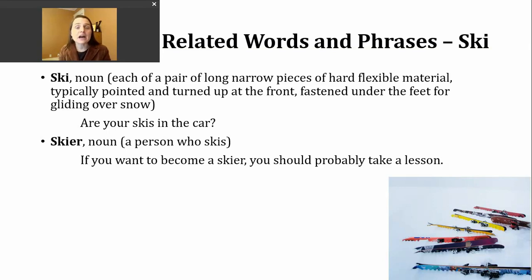I included a few pictures here at the bottom so you could see they come in different colors, different lengths, different shapes. And that can also depend on the type of skiing you're doing. I think generally the length of the ski is a little dependent on your height as well. So, hopefully you can see from the picture how it's turned up in the front. So that would be the front of the ski that is lying in the snow in this picture.